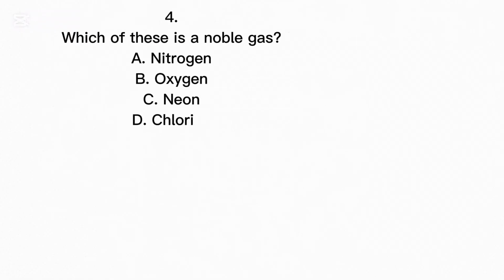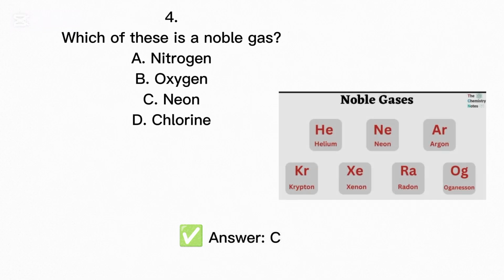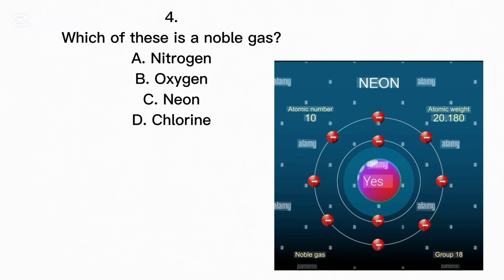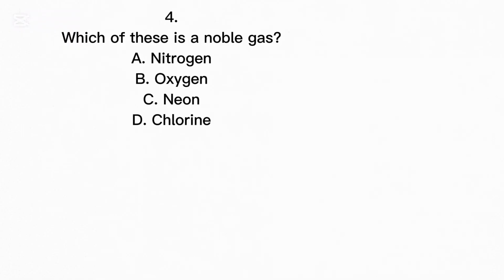Question 4. Which of these is a noble gas? A. Nitrogen, B. Oxygen, C. Neon, D. Chlorine. This question is very simple. It's a bonus question for you guys. The correct answer is C. Neon is an example of a noble gas, because neon contains 8 electrons at the outermost shell, while nitrogen has 5 electrons at the outermost shell, oxygen 6 electrons, and chlorine 7 electrons.